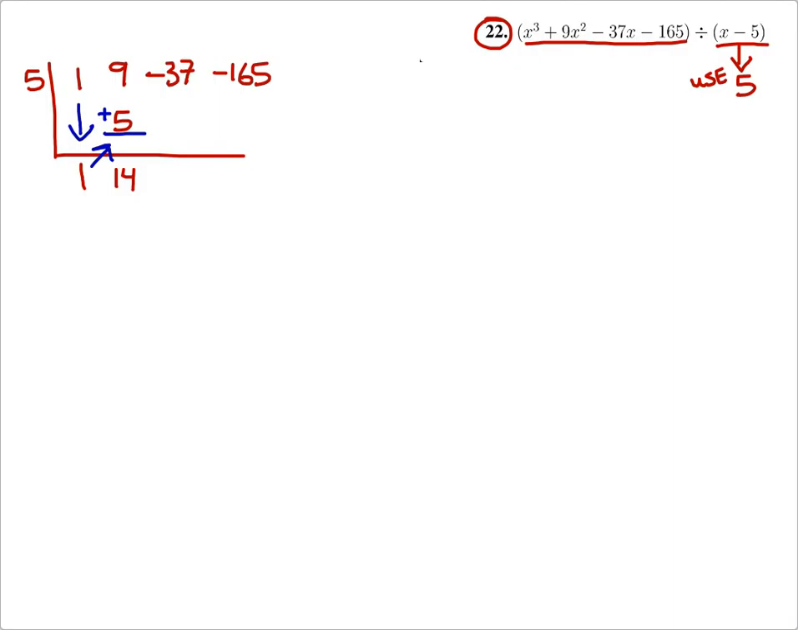As we move forward, 14 multiplies by 5. That creates 70, and then those numbers are added, making 33. Then 5 is multiplied by 33, and that makes 165. And when that's added to the negative 165 that we had put there from the constant term, it makes 0.